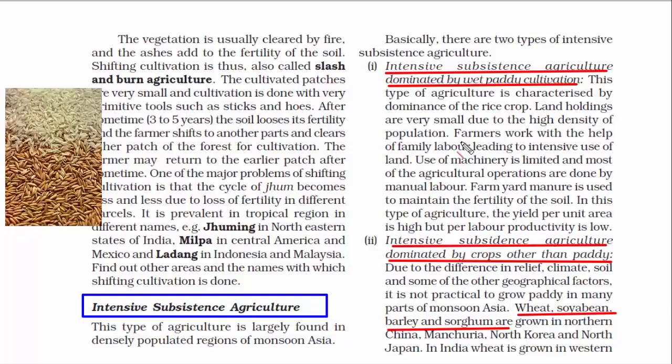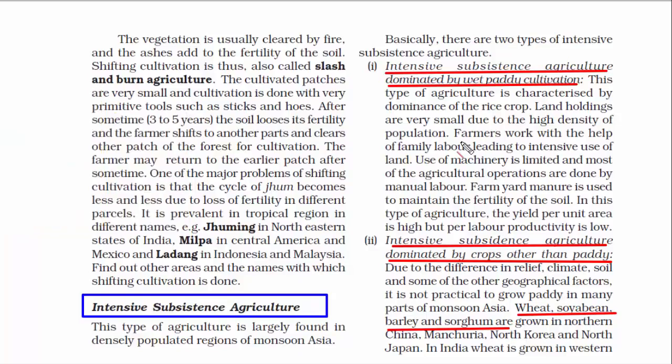And if you remove the husk, you will get rice. So in many parts of the world, rice is a staple crop. In India, it's so common, almost everyone eats rice at least one time in a day. Therefore, rice falls under intensive subsistence agriculture.